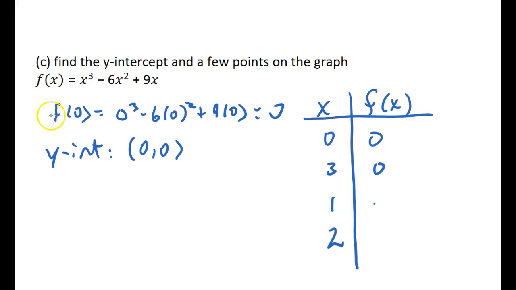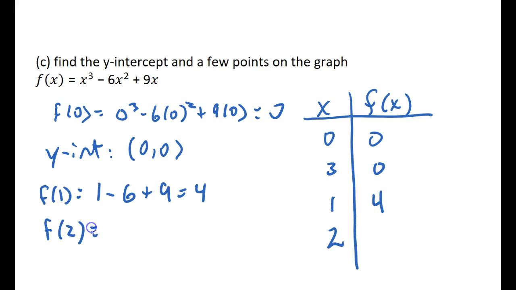Okay, so if I put in f of 1, that's going to be 1 cubed minus 6 times 1 plus 9 times 1, which is 4. And let's put in 2, and that's going to be 2 cubed, which is 8, minus 6 times 4, which is 24, plus 9 times 2, which is 18. So it's going to be 8 minus 24 is negative 16, plus 18 is 2.